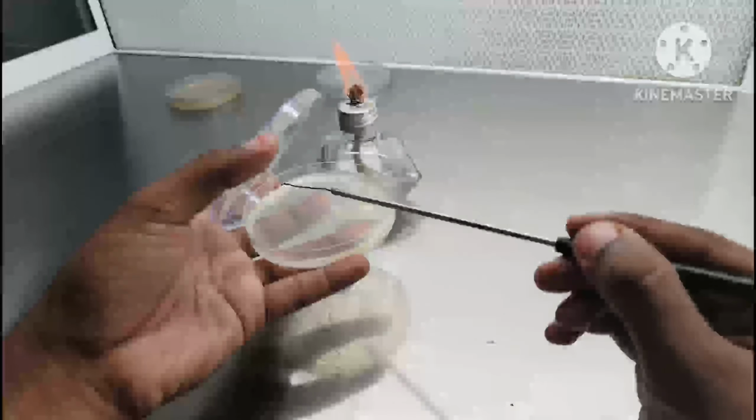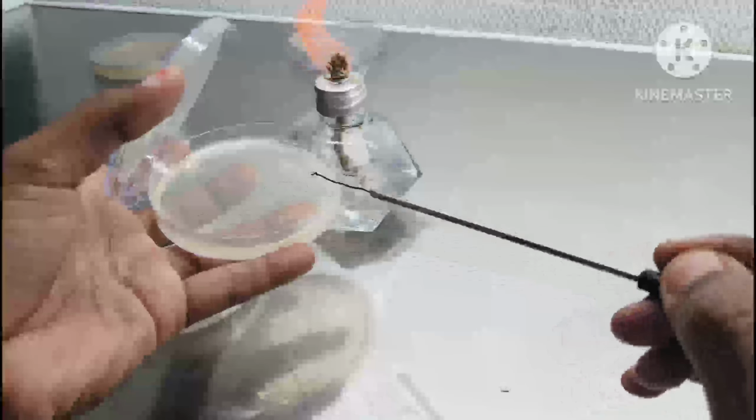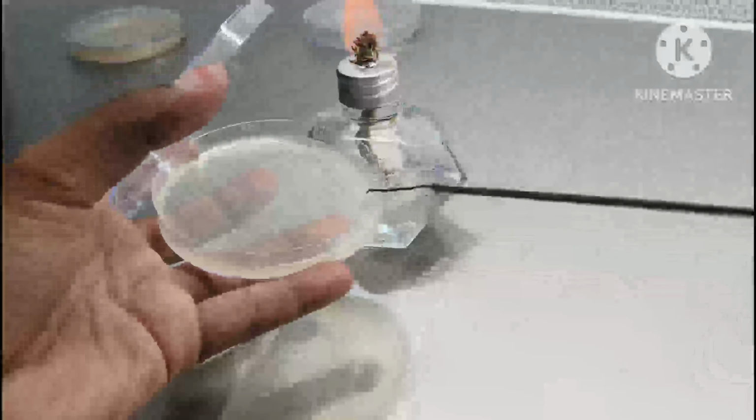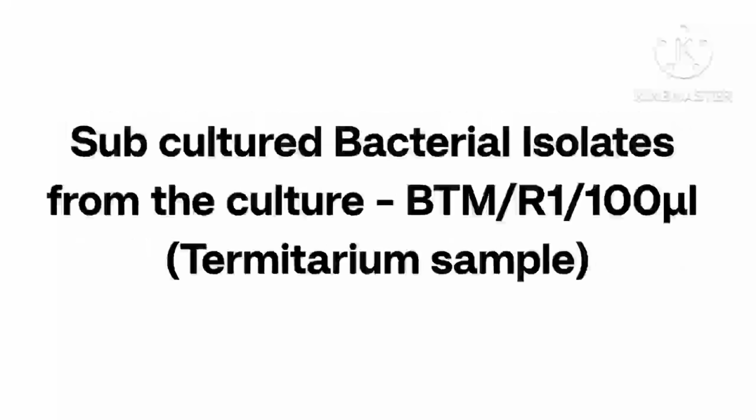Each colony was streaked over the surface of the solidifying medium by simple streak method. 3 replications were maintained for each bacterial colony. The same process is repeated for subculturing other selected bacterial isolates.